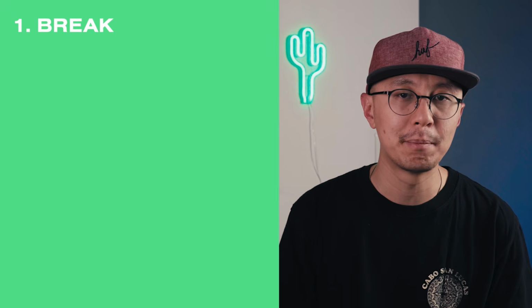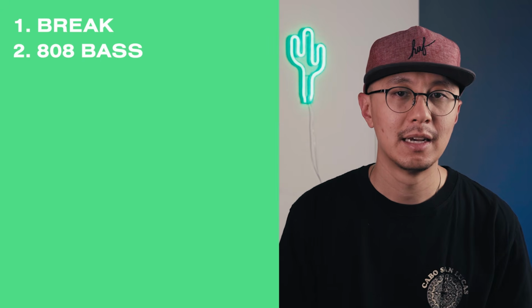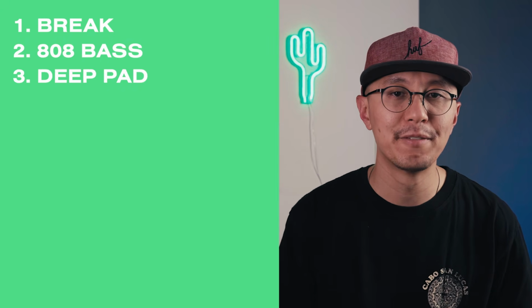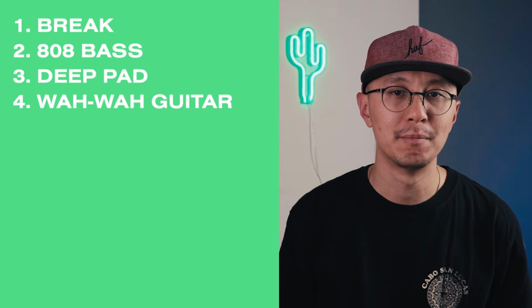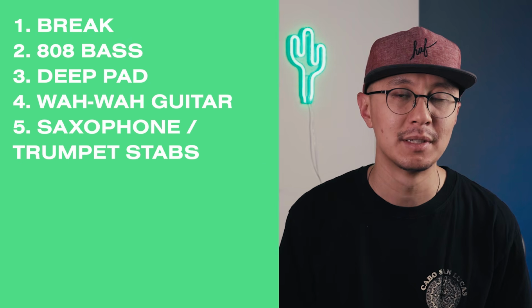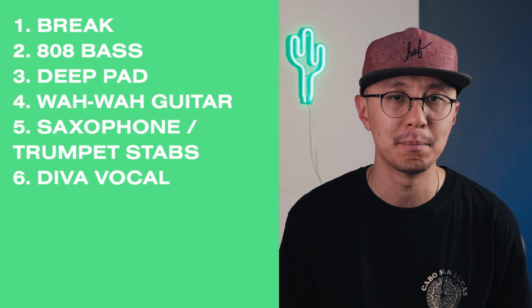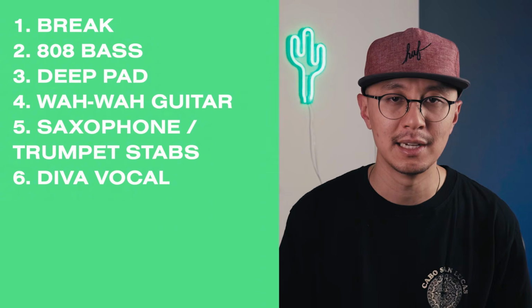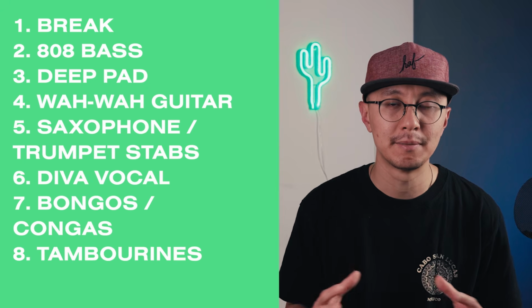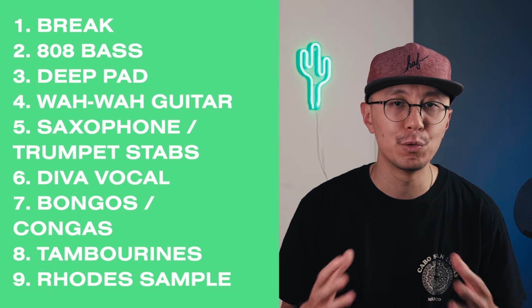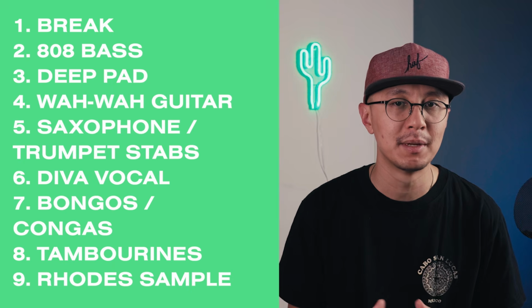Alright, so that's my take on 90s ambient jungle. And as a checklist, the essential sounds are a nice breakbeat, an 808 bass, and a pad sound. And once you have those down, then you're going to want a wah-wah guitar sample, some trumpet or saxophone stabs, as well as a diva vocal sample with lots of reverb and delay. And once you have those down, you could also add some echoed up bongos, some tambourines, as well as a Rhodes sample to introduce a change-up in the track.